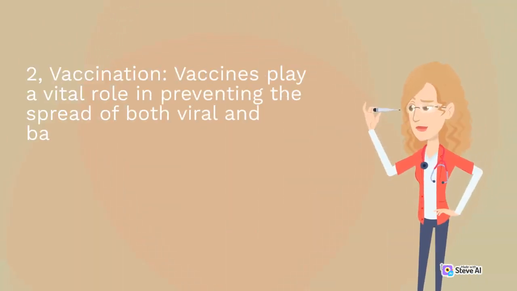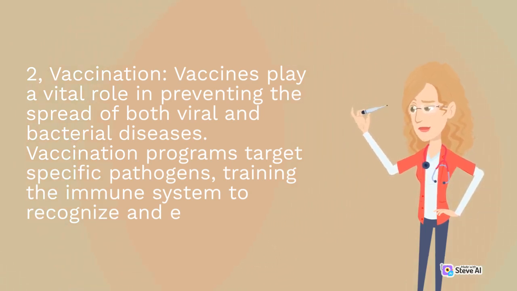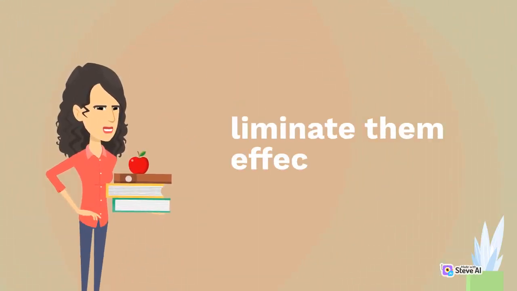2. Vaccination. Vaccines play a vital role in preventing the spread of both viral and bacterial diseases. Vaccination programs target specific pathogens, training the immune system to recognize and eliminate them effectively.